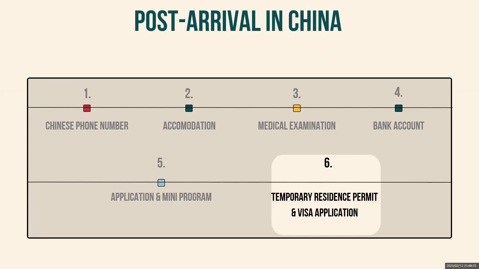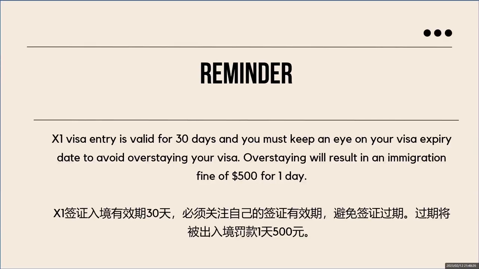The last thing I want to talk about, which is also important, is the temporary resident permit and visa application. I want to remind all the students here, which is really important, that your X1 visa is valid for 30 days from the date of your entry. If you arrive in China and they stamp your passport, within 30 days you need to finish all these steps and also finish your residence permit. Otherwise, the immigration will fine you 500 RMB each day. Oh, sorry, 500 RMB each day, which means kind of 3,000 RMB in total, which will not be good for you. So you need to be careful.